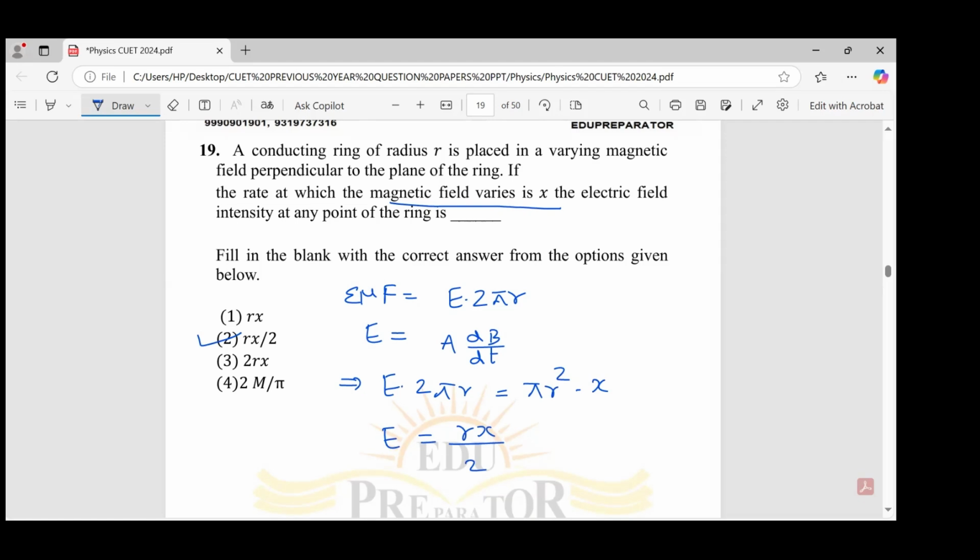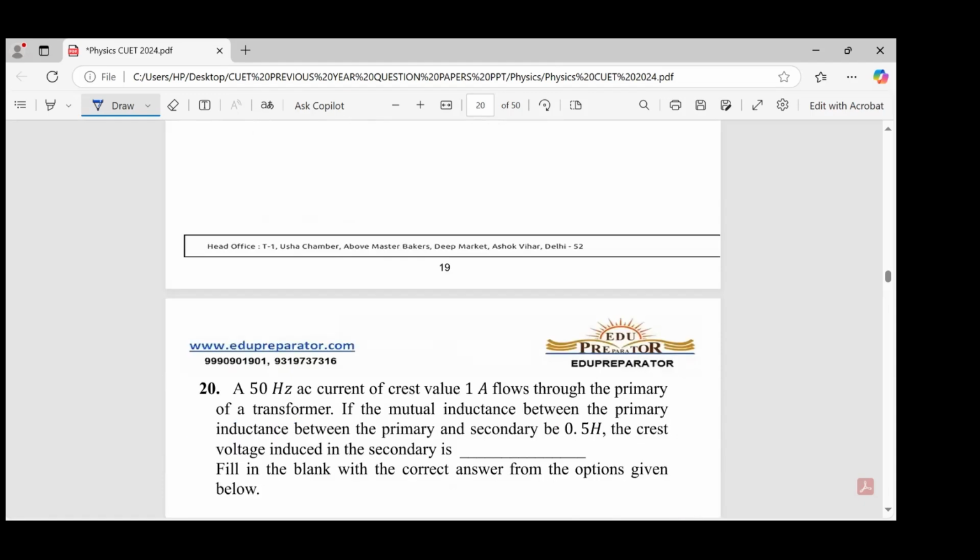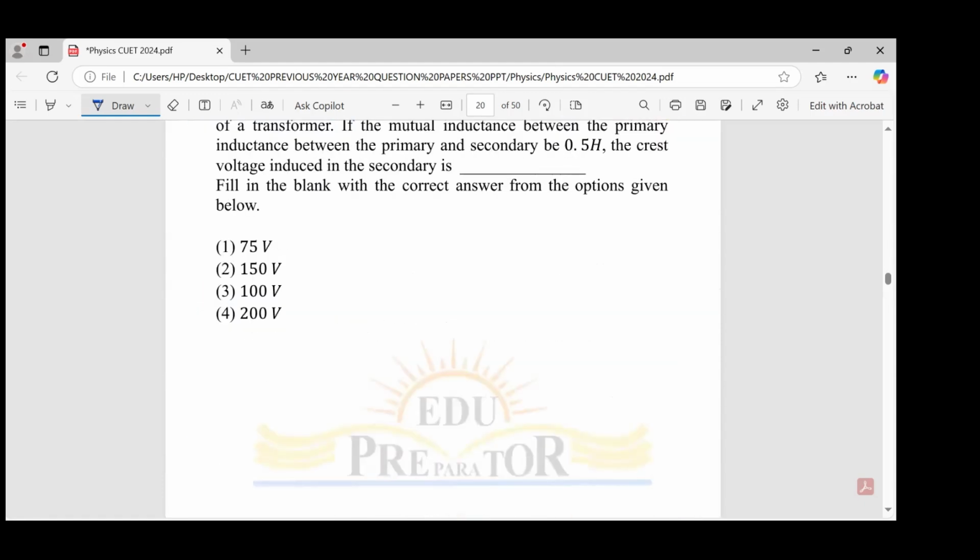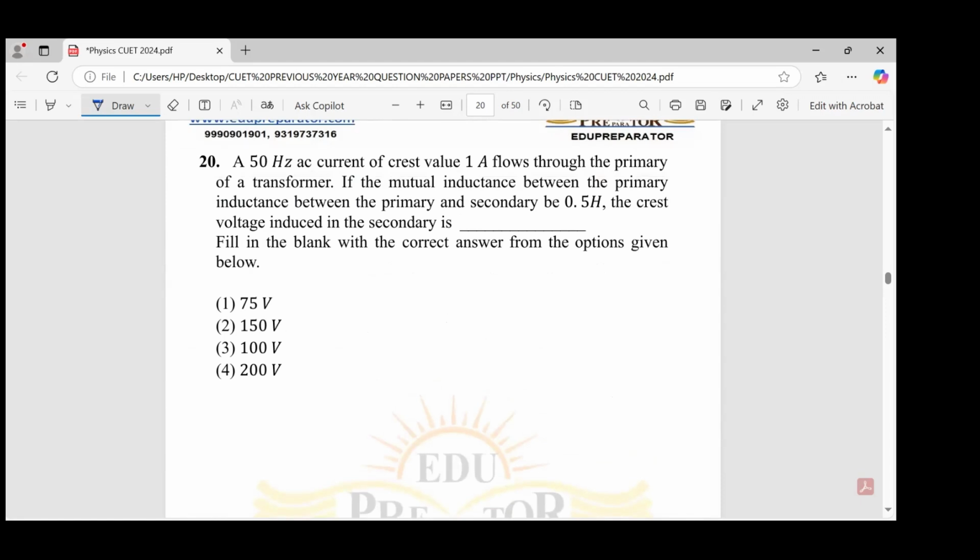So this involves the concept of electric field with potential, and the chapter is electromagnetic induction. Now, question number 20 has the current which is flowing in the transformer. We know it is the alternating current which flows into the transformer. So what is the value of EMF induced? That is equal to M into di by dt. Okay, EMF is M into di by dt. Now you are given mutual inductance between them as 0.5.